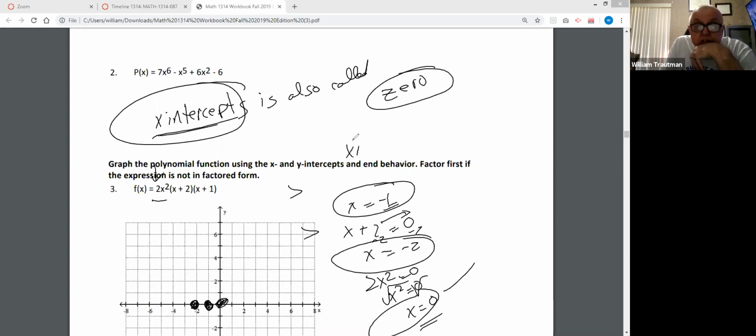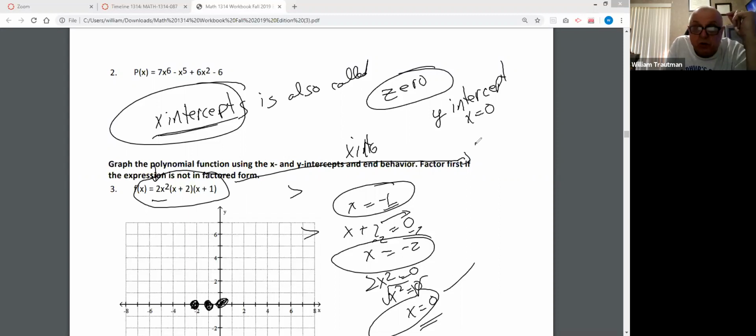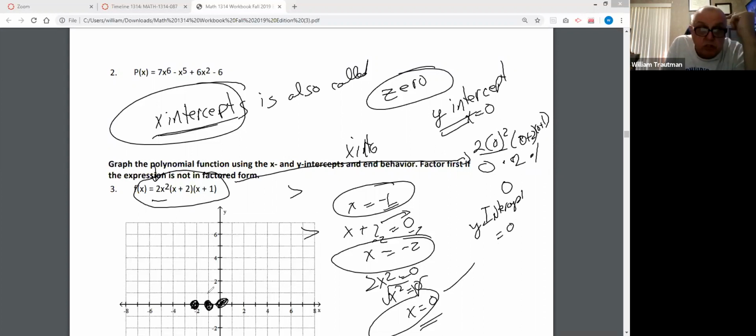These are x-intercepts. We also have to be able to find the y-intercepts. Don't forget y-intercepts: x equals 0. So in the original equation, change all the x's to zeros. 2 times 0 squared times 0 plus 2 times 0 plus 1. That's 0 times 2 times 1. 0 times anything is 0. So the y-intercept is 0 also. So this is the x-intercept and y-intercept.